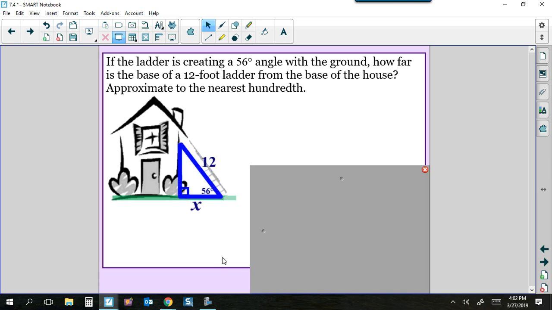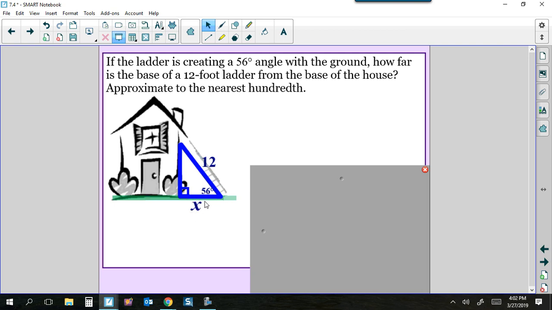Now think about this. It says that it's going to create a 56-degree angle with the ground. The ladder does. So it's where the ladder meets the ground where you're going to see the 56-degree angle. Also, it says it's a 12-foot ladder. So that means the ladder itself is 12 feet long, not that the height that the ladder hits the house is at 12 feet. The ladder is 12 feet long. So that should help you label.